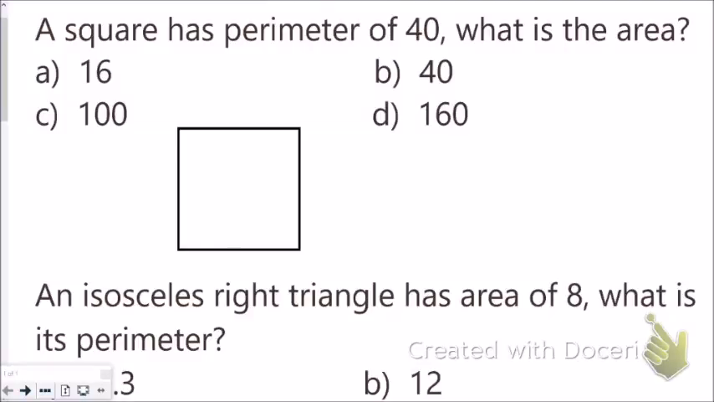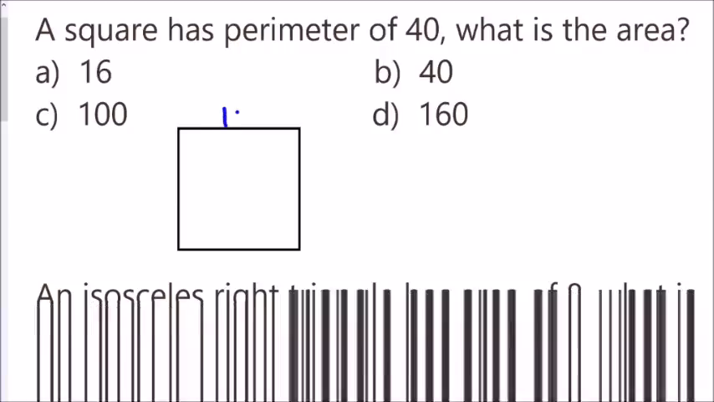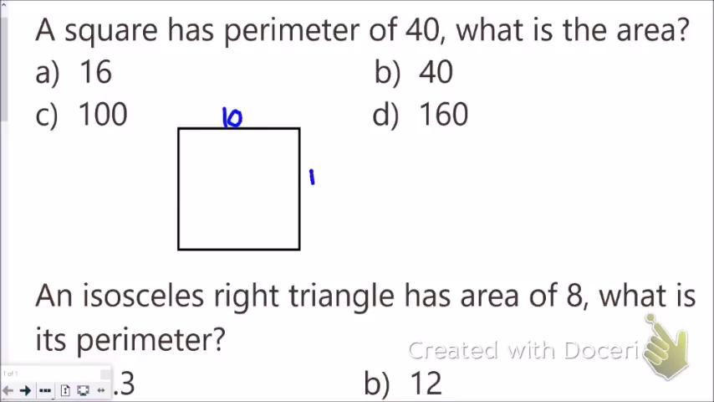Okay, let's look at some solutions to these problems today. The first problem, the square, I've drawn it. It has a perimeter of 40. The perimeter is the sum of the sides, so that means each of my sides must be 10. So I've got 10 for my sides all the way around.